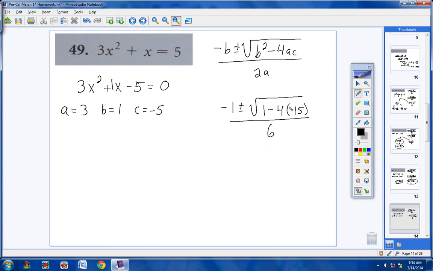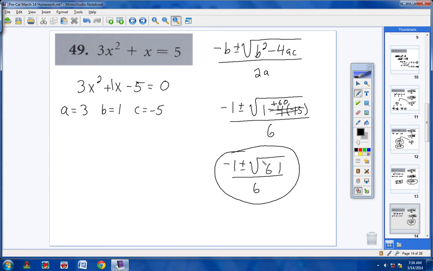Alright, now I'd like to simplify my radicand next, so here we go. Negative 1 plus minus. Now, we have a negative 4 and a negative 15. When you multiply a negative times a negative, you're going to get a positive 60. So a negative 1 and a positive 60 is 61 all over 6. Now students, look, you can't simplify. As far as I know, there's no number that goes into 61 evenly. So none of your perfect squares are going to go into that number evenly. So this is your answer. You cannot simplify the 61.